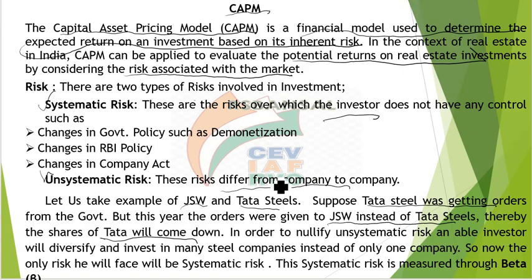So in order to nullify unsystematic risk, what will an able investor do? He will diversify and invest in many steel companies instead of only one company. So now the only risk he will face will be systematic risk. Systematic risk is measured through a term which is beta. So what is beta, we will discuss now.